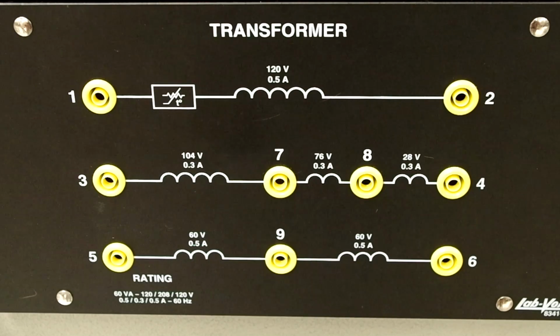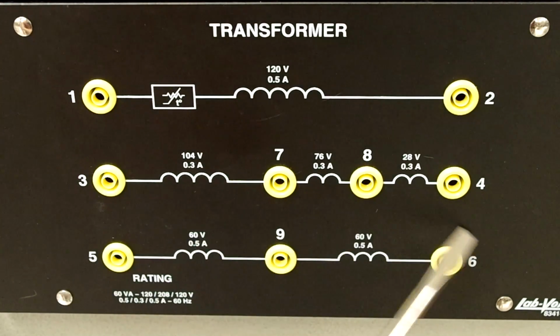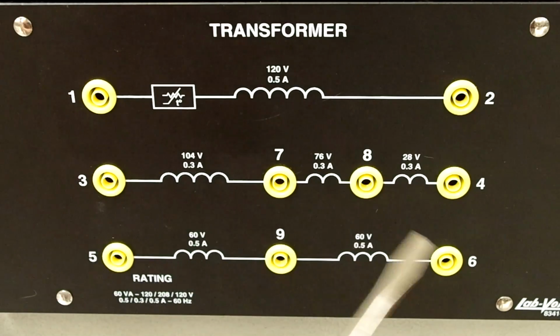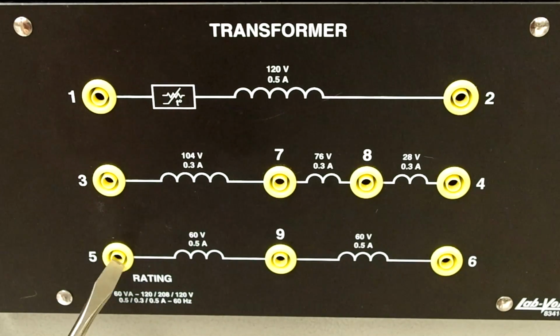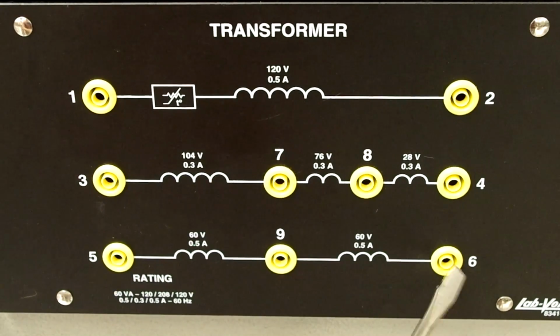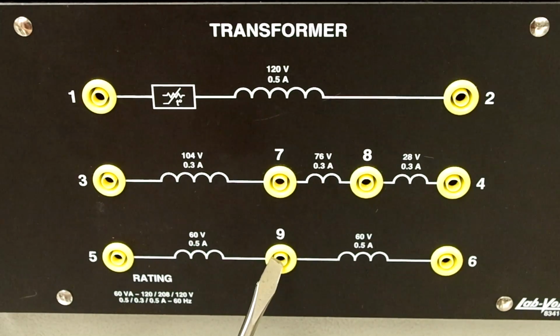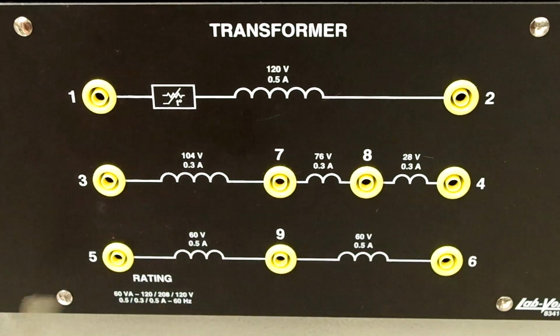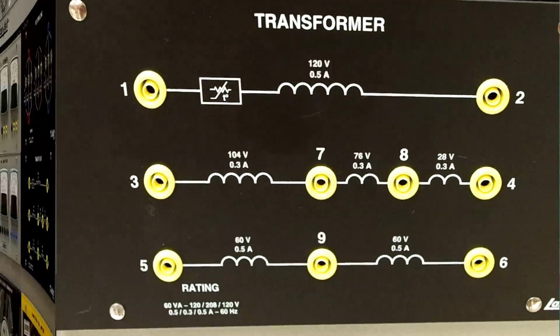For this lab, we'll be using the auto transformer. The auto transformer is between connections 5 and 6, and the main winding is connected between 5 and 6. That's the whole winding, between 5 and 6. The center point is there at 9. That's the midpoint of the transformer. Again, the center point is 9.